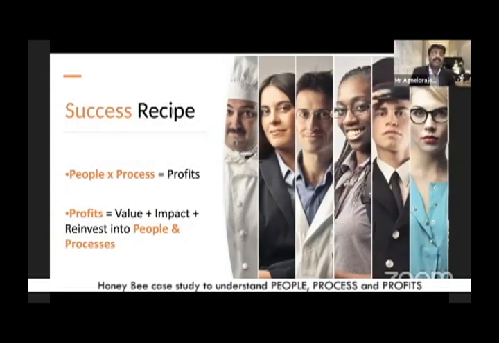The success recipe, according to me, what I've come out with as a derivative from this conversation is people multiplied by process is equal to profits. I will repeat this. People multiplied by process is equal to profits. Profits is equal to value plus impact plus reinvesting into people and processes. So people define process and people together give you profits. When you make profits, you need to reinvest into the process, and also you need to reinvest into the development of your people and addition of new people.